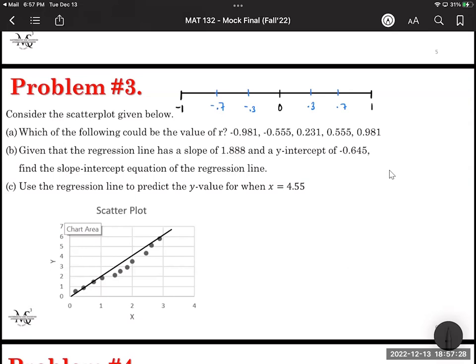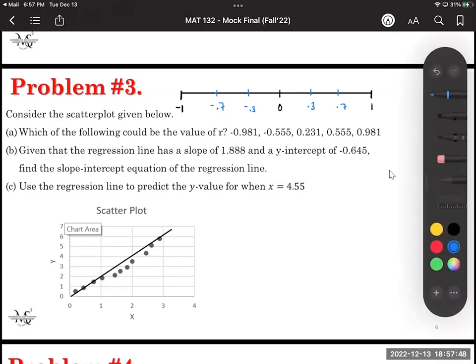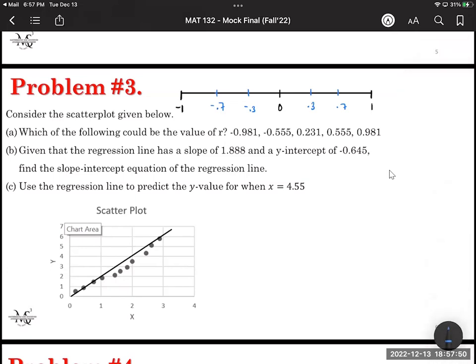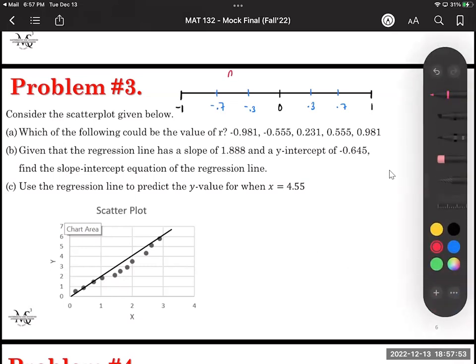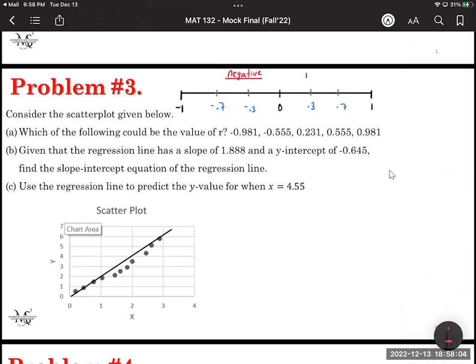More importantly, if R is negative, then what type of correlation do we have, positive or negative? If R is negative, you'll have negative correlations, which means the line should be decreasing. Anything between -1 and 0 is negative, whereas anything from 0 to 1 is a positive correlation. The line is increasing.